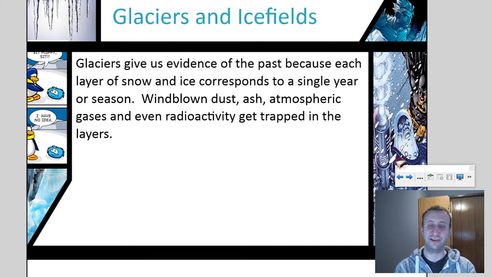Also, gases get trapped in there, so we can actually tell what the composition of the atmosphere was long ago by looking at the gases trapped in the ice from that time. Radioactivity as well, right? There's radioactive materials that are always around us. Don't let that freak you out because most of it is harmless, but there's always atoms that are decaying with different types of decay. And so we can actually look at that and see what was happening.